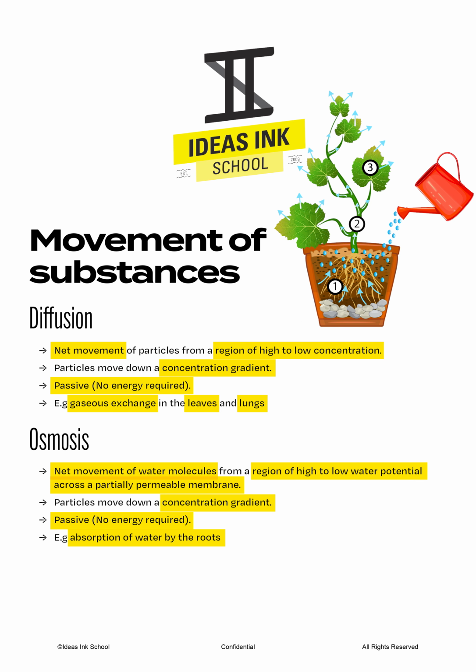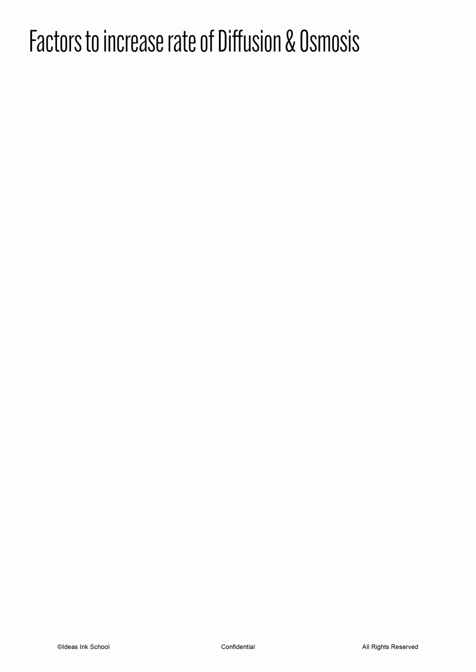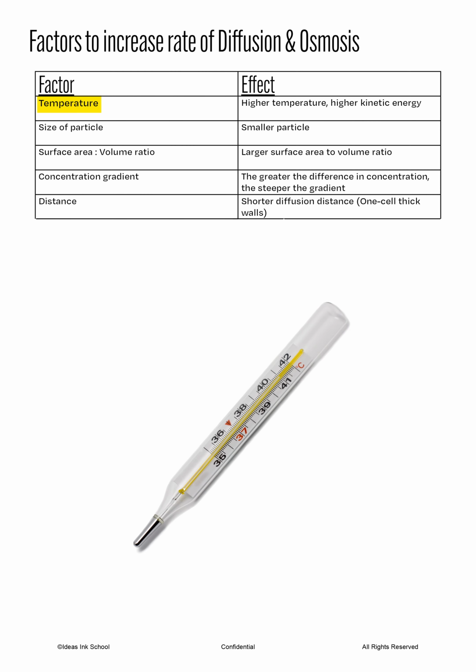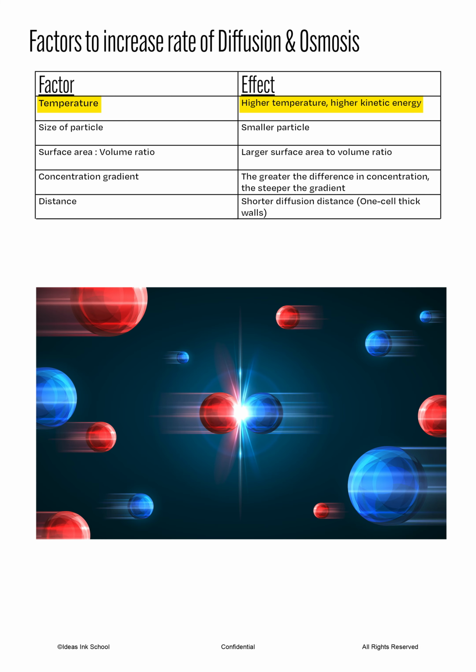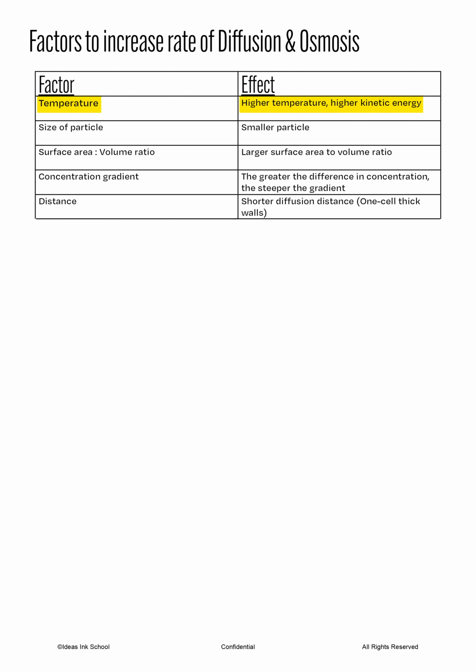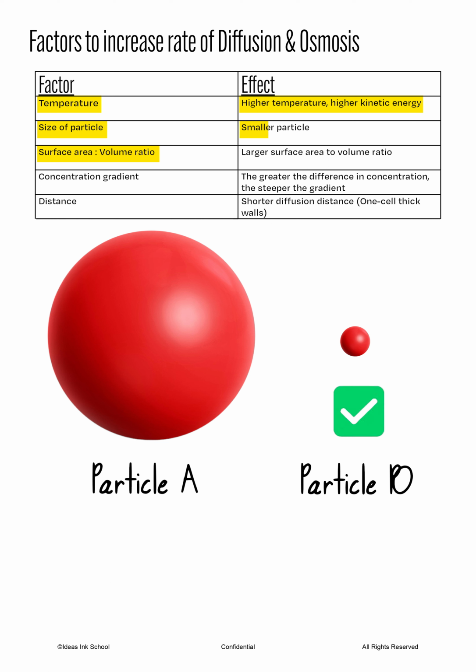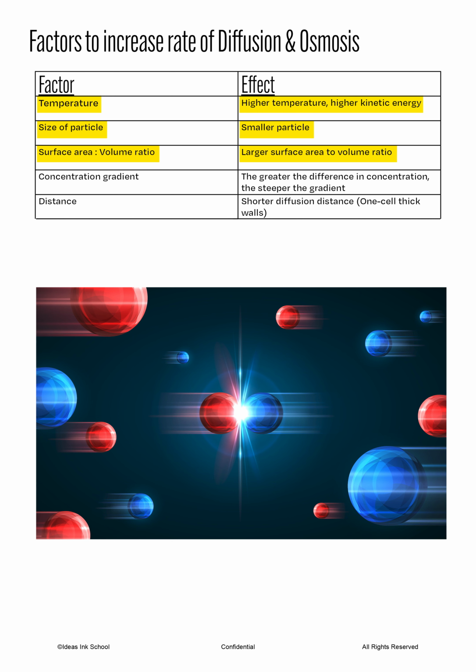Next, we will be discussing the factors that help to increase the rate of diffusion and osmosis. The first factor is temperature. The higher the temperature, the higher the kinetic energy that the particles possess. This increases the frequency of effective collisions, thus increasing the rate of diffusion and osmosis. The second factor is the size of the particle and its surface area to volume ratio. The smaller the particle, the larger its surface area to volume ratio. This will increase the frequency of effective collisions, thus increasing the rate of diffusion and osmosis.